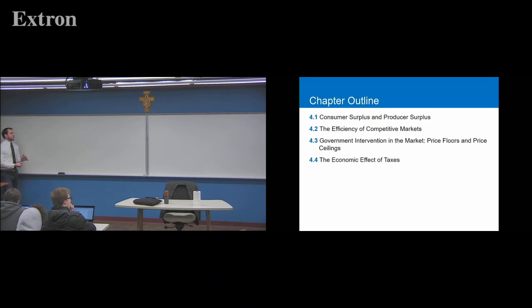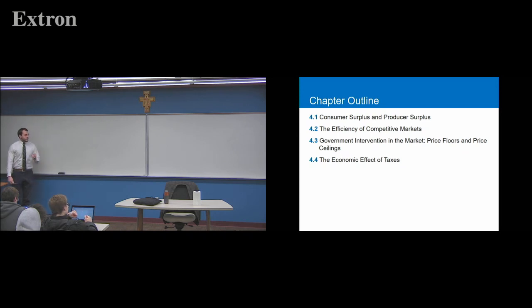So first, we'll start with talking about consumer surplus and producer surplus. These are ideas based on mutually beneficial exchange and people's subjective value of goods. Because of those 2 ideas, consumers and producers are both made better off. So we'll explore how they're both made better off.